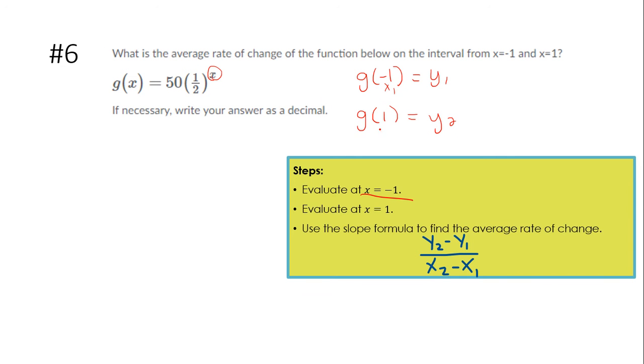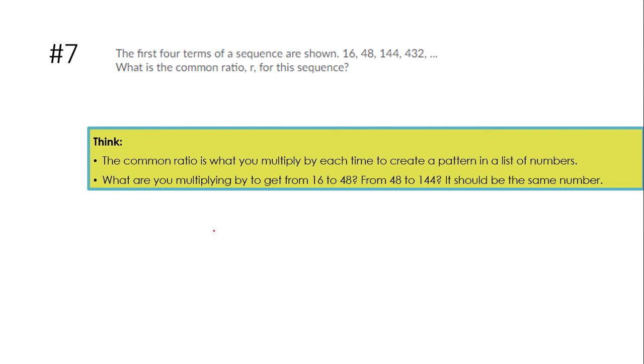This was your x1 and your y1, and this is your x2. Once you have your answers for y1 and y2, you're going to use your slope formula to solve. You'll get your number. If necessary, write your answer as a decimal. If you get a whole number or integer, just write it as your integer. Okay, you'll probably need to pause and finish number 6 before moving on to number 7.